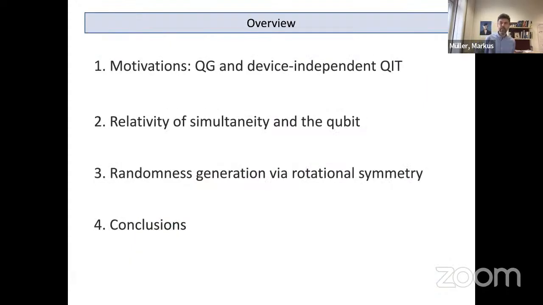And let me begin with a little overview. So first part, I will give you the motivation for why you would perhaps care about such a strategy of doing something like that. The second part, I will give you a little thought experiment that shows you how relativity of simultaneity basically constrains the structure of the qubit. The third part, so as I said, the second part is a bit older. That's already from 2014. So if some of you have already seen that, I apologize. But the third part is newer. That's about randomness generation via rotational symmetry. And this has just appeared on the arXiv in, what was it, November, I think. Yes. And then I will conclude. And perhaps we can discuss a bit about what we might perhaps learn from this.